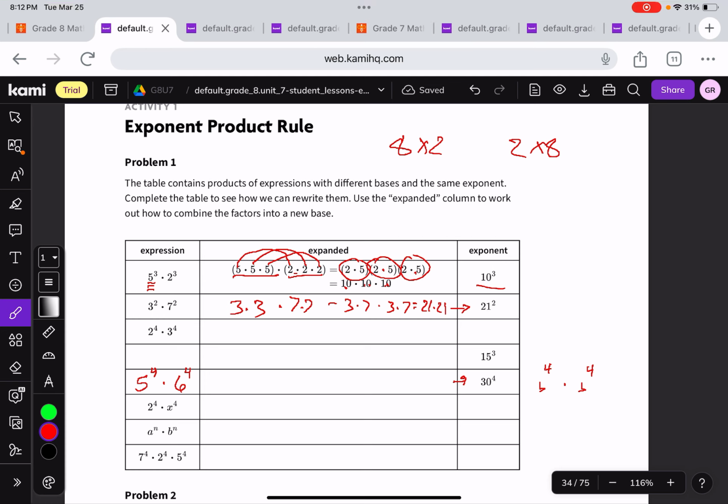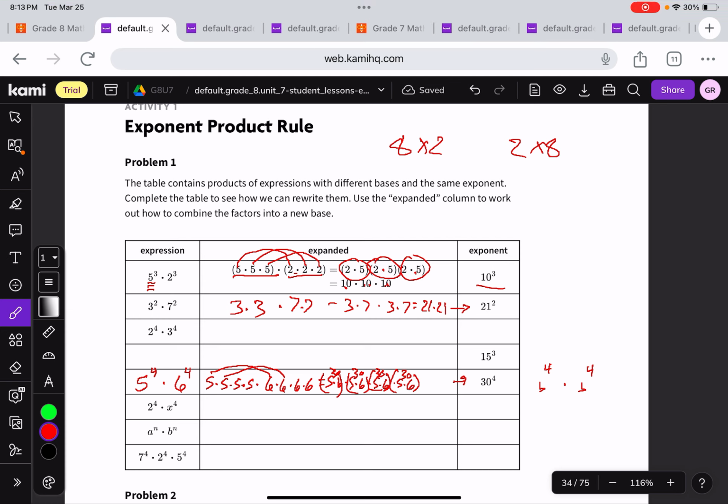Well, now if I expanded that, that's going to be 5 times 5 times 5 times 5 times 6 times 6 times 6 times 6. And that's going to be 5 times 6 times 5 times 6 times 5 times 6 times 5 times 6. So that is 30. 5 times 6 is 30, times 30, times 30, times 30. 30 four times is 30 to the fourth power.